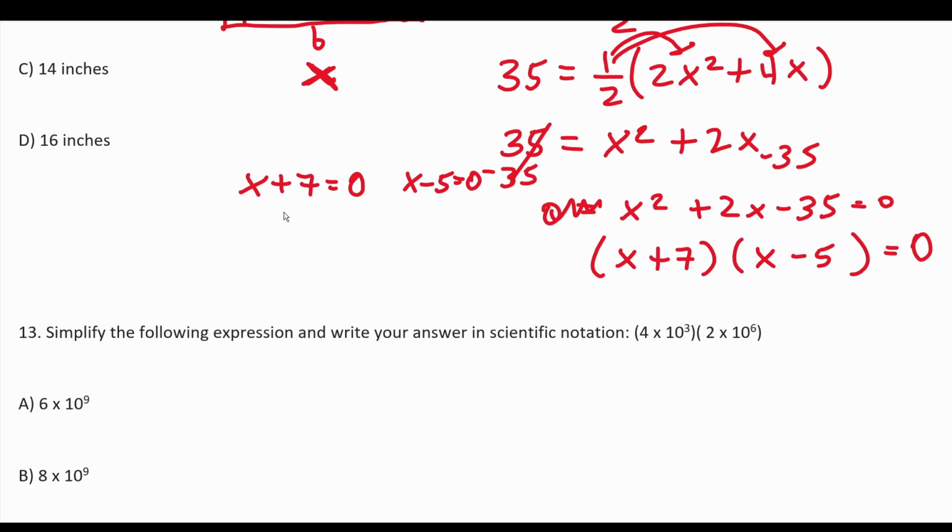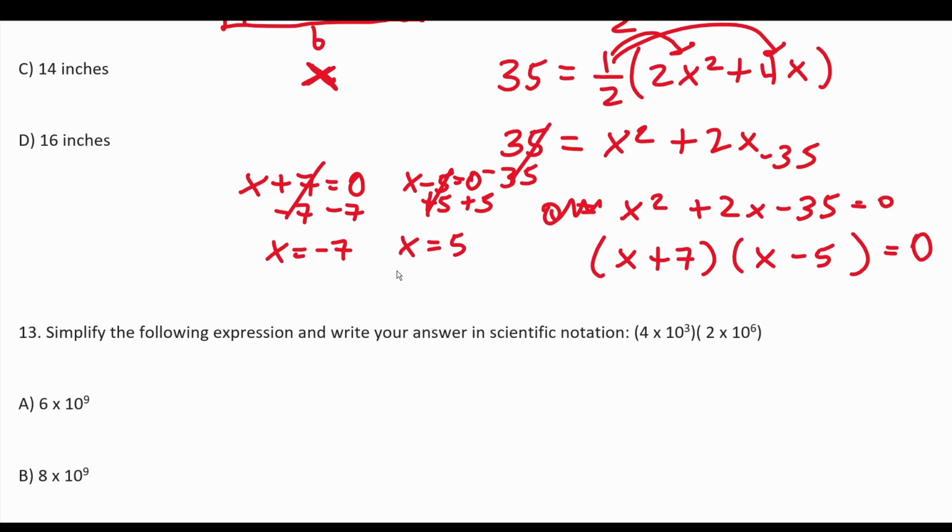Let's go ahead and solve these separately. Let's subtract 7 from both sides here. This crosses out. This says x equals 0 minus 7, which is negative 7. Let's go ahead and solve this one for x. Let's add 5 to both sides. This says x equals 0 plus 5, or just 5.